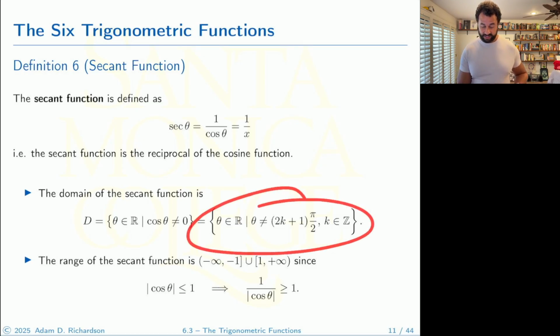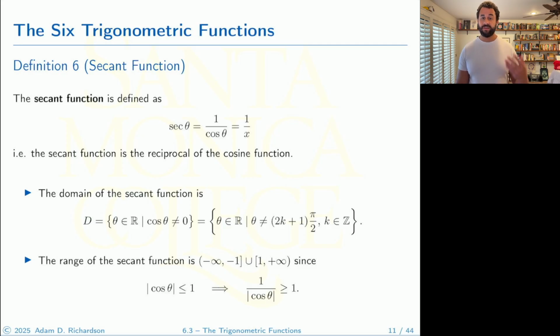Again, you don't memorize this. Just go back to that big picture and make sense of what cosine and sine are, and you will be set, okay? Same as before, cosine is bounded, and we love that about cosine, but that means its reciprocal is unbounded. So the range of the secant function is 1 to infinity and negative infinity to negative 1, including those endpoints, negative 1 and 1.